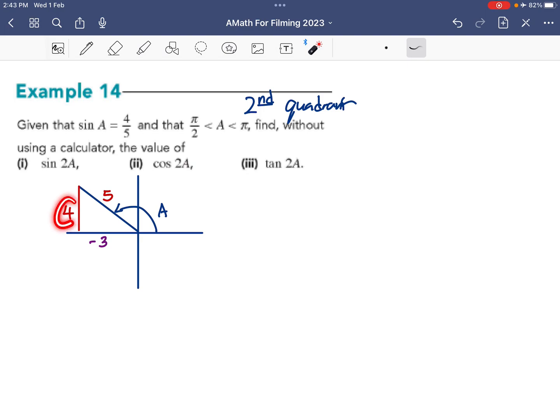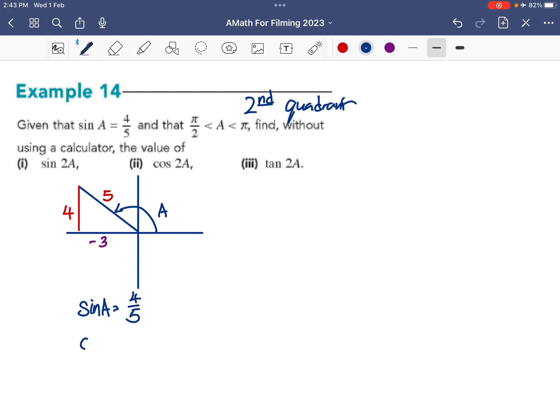If you notice, I've already drawn the diagram for you. So sine is opposite over hypotenuse. Then I take 5 squared minus 4 squared, and square root this. I get the value of 3 here by Pythagoras theorem. Notice that at this point, we are going backwards. Hence, I label here as -3. So I already have enough to form all the values here.